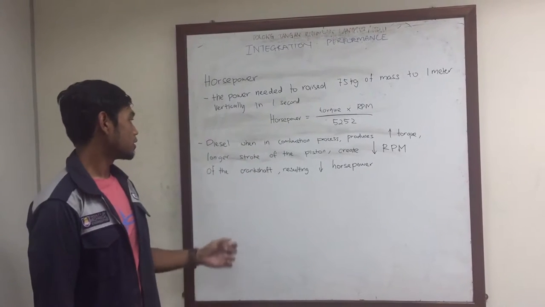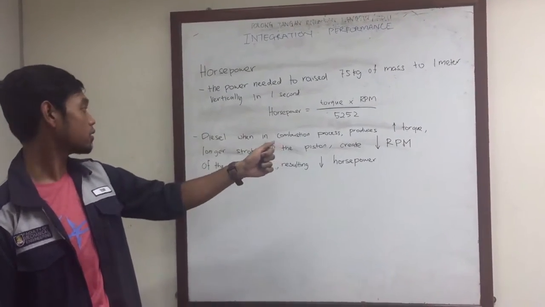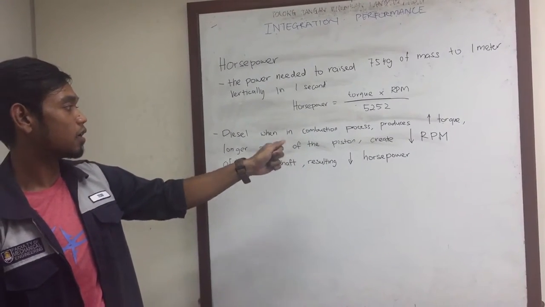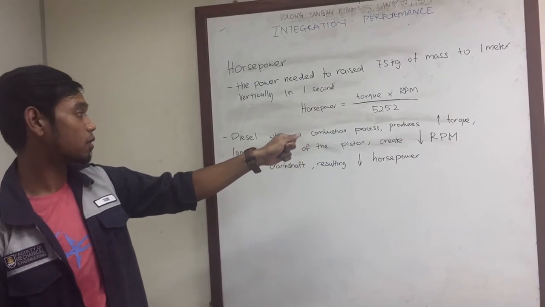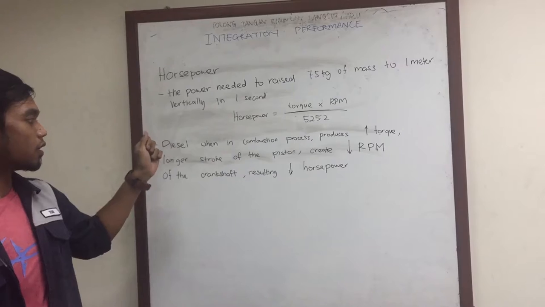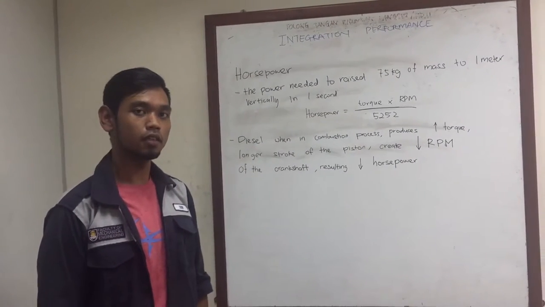In conclusion, diesel when in combustion process produce higher torque, thus given the longer stroke to the piston, create low revolution per minute of the crankshaft, resulting in less horsepower to the diesel engine.